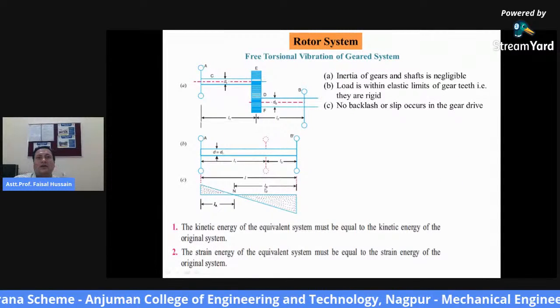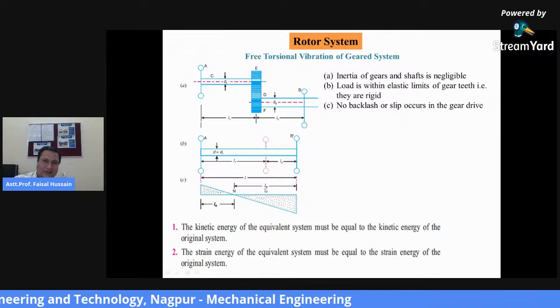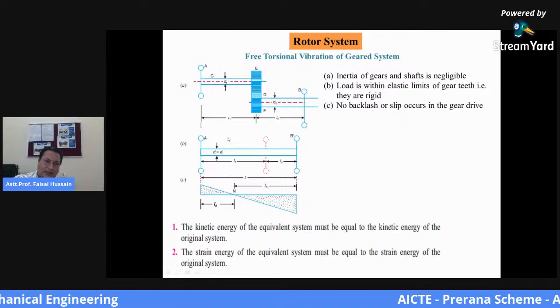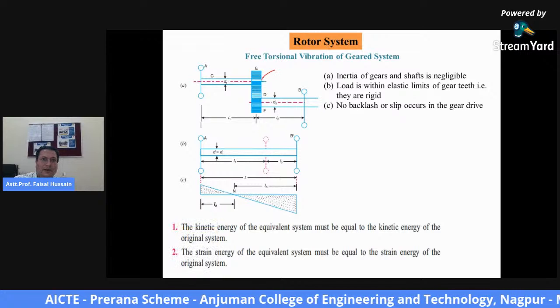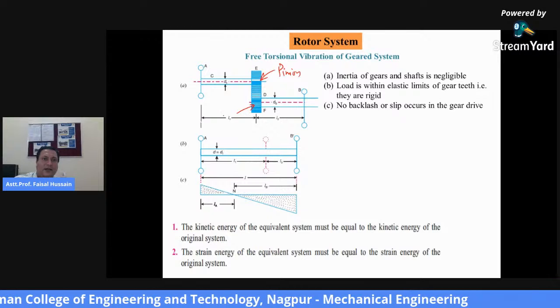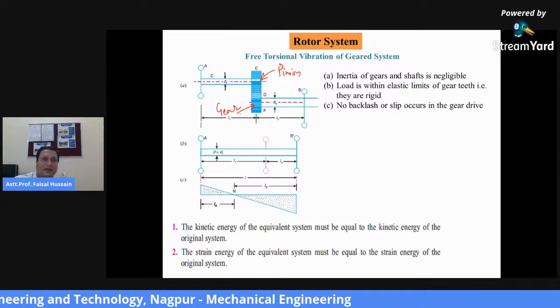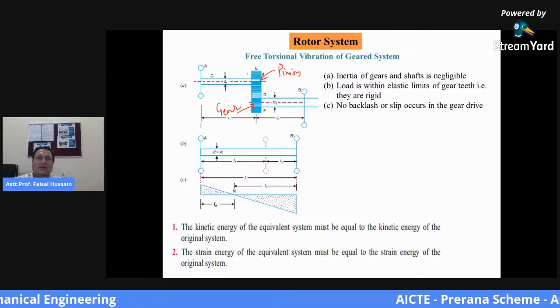And the last is free torsional vibration of a gear system. Here is a gear system between two rotors. Okay. There are varying shafts attached, and similarly in between there is a gearing system. This is your pinion and this is your gear. A gear attachment is given, non-intersecting condition. Okay.